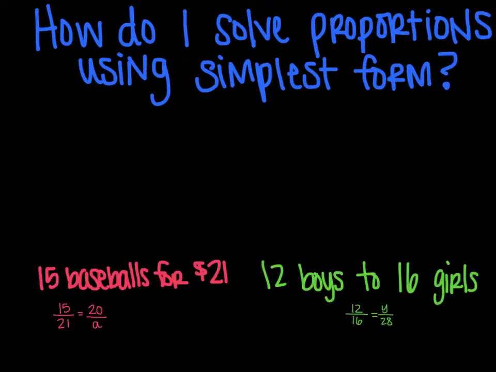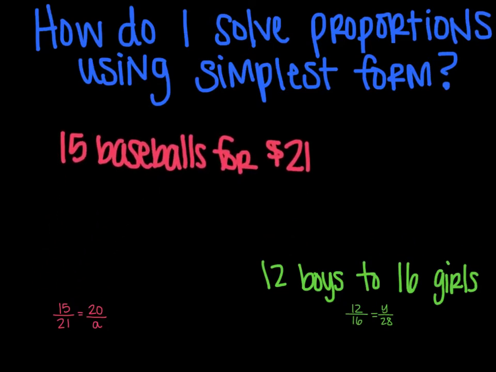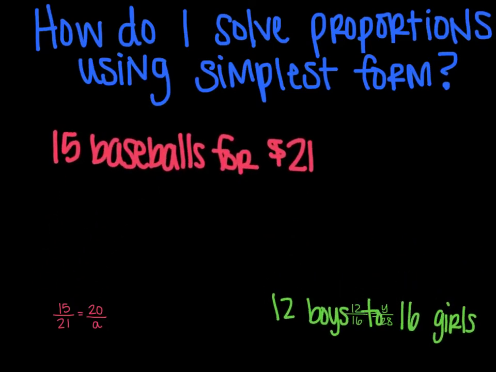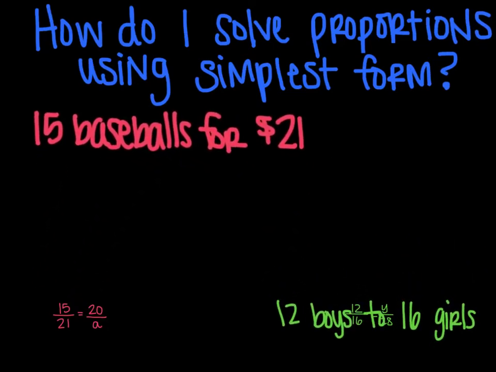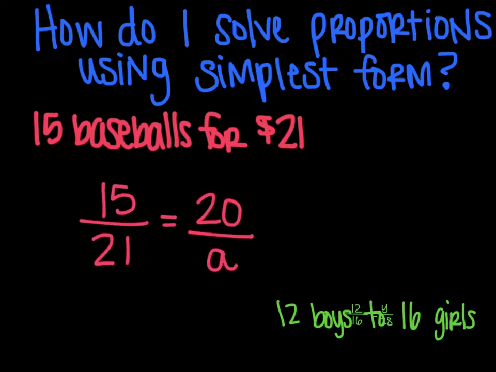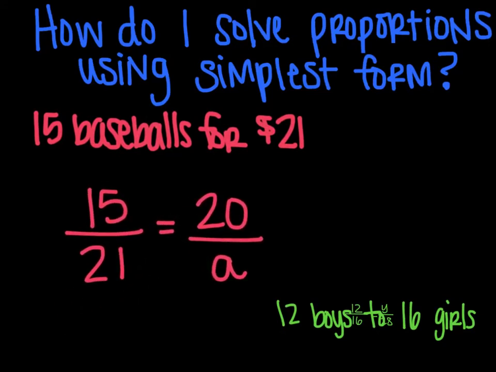How do I solve proportions using simplest form? So sometimes you'll have situations where scale factor, you can't really see it. For example, if I have 15 baseballs for $21, your ratio that you're going to write as your rate as a fraction is going to be 15 baseballs to $21. And I know that because it's y over x. And this is your y. Y always comes first. X always comes second.